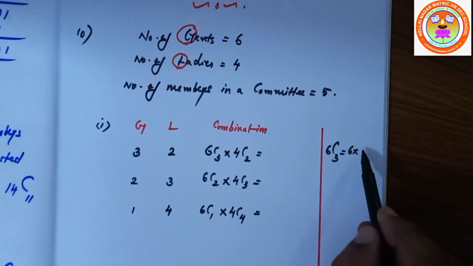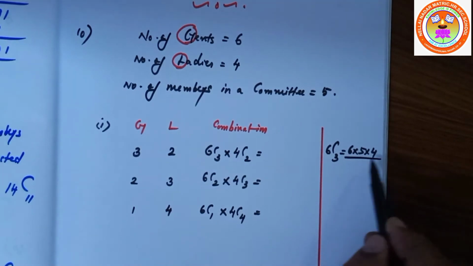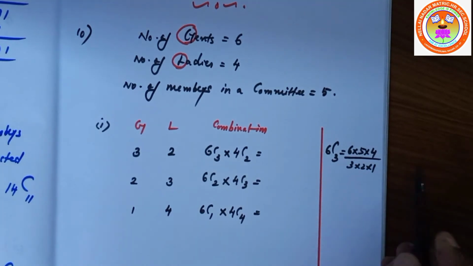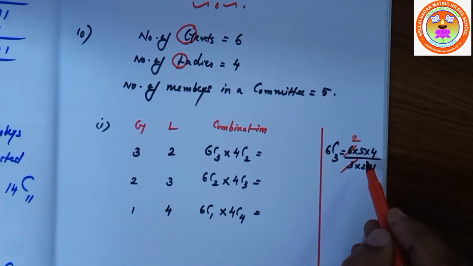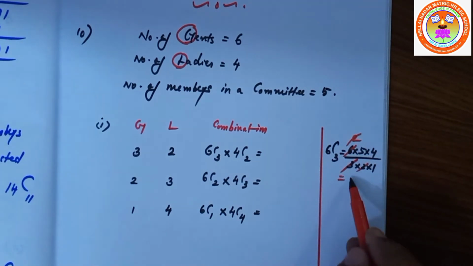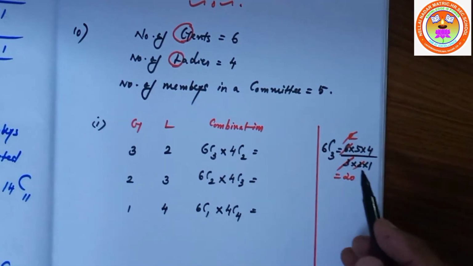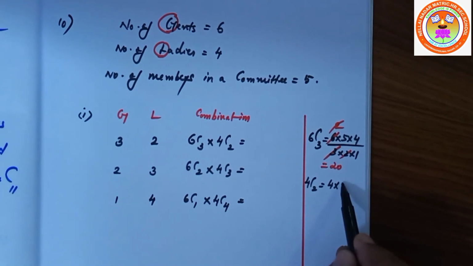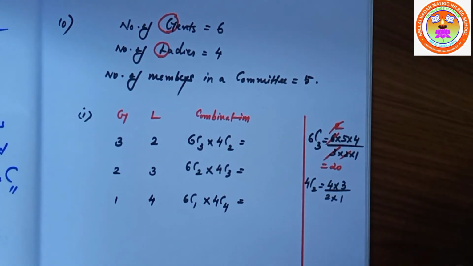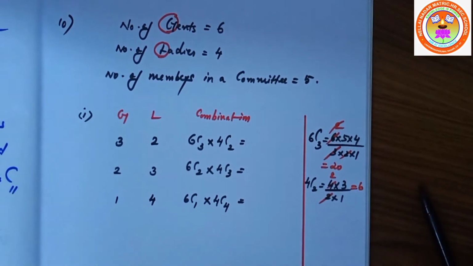The value of 6C3 equals 6 into 5 into 4, because the value of r is 3, and 3 factorial in the denominator. You can cancel the 3 table, how many times? 2 times, so 2 get cancelled, that is equal to 20. The next one is 4C2, that is equal to 4 into 3 divided by 2 into 1. You can cancel by the 2 table, that is 2 3s are 6.